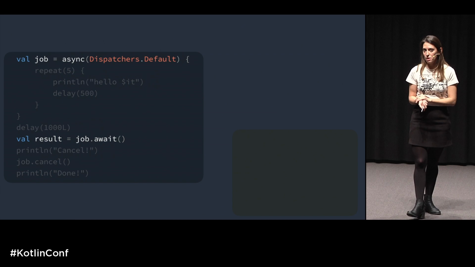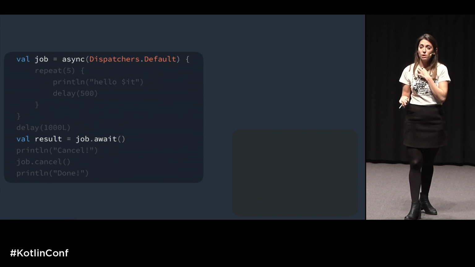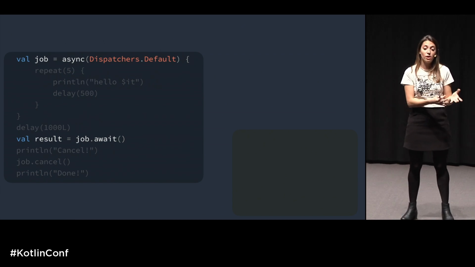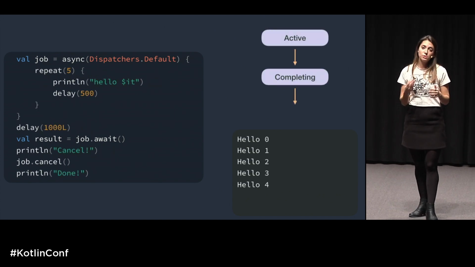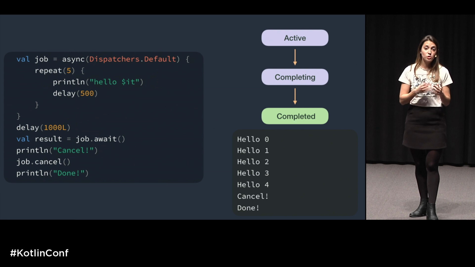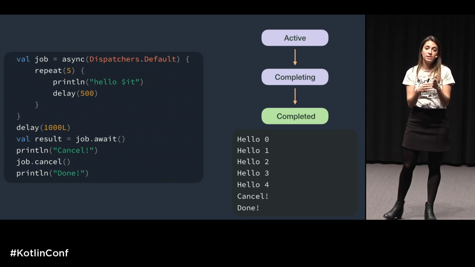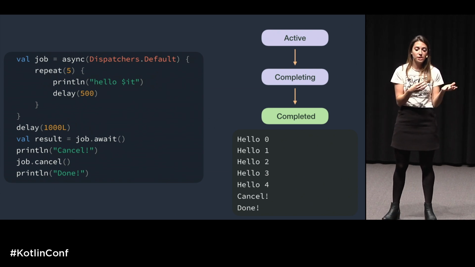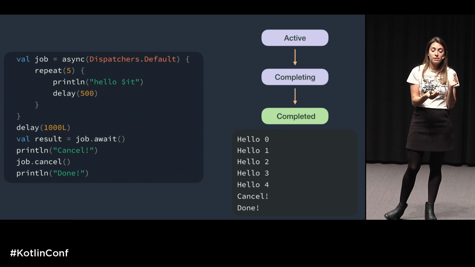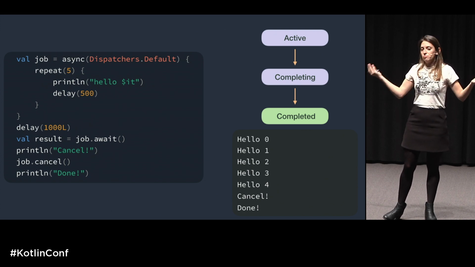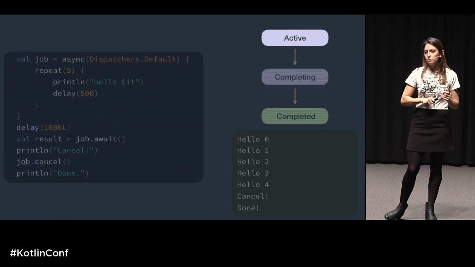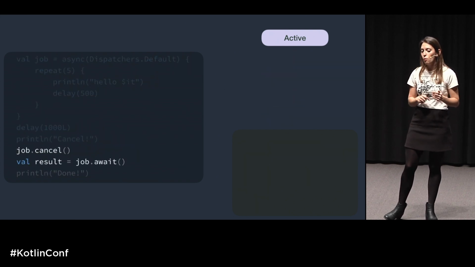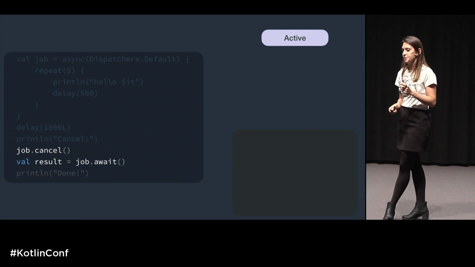OK, how about await? We would use await when we need the result from that coroutine. This will do exactly the same behavior as join, as in it will wait for the entire work to be completed, and it will get the result. And then once we call cancel, the coroutine was already completed, so there's nothing to do. But what if we reverse the roles? What if we call await after cancel?